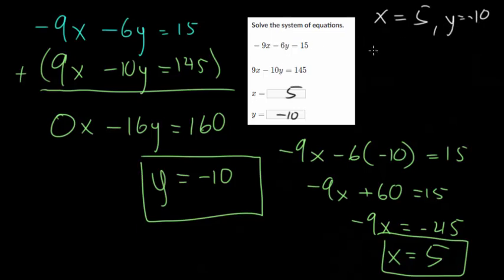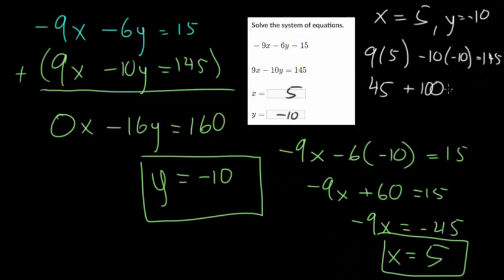We'll plug those in. You get 9 times 5 minus 10 times negative 10 equals 145. Well, this is 45, and this is 100. And 45 plus 100 is 145. So we checked it. It did work, which means we can feel very confident that this coordinate point, 5, negative 10, is definitely where these two lines intersect each other.